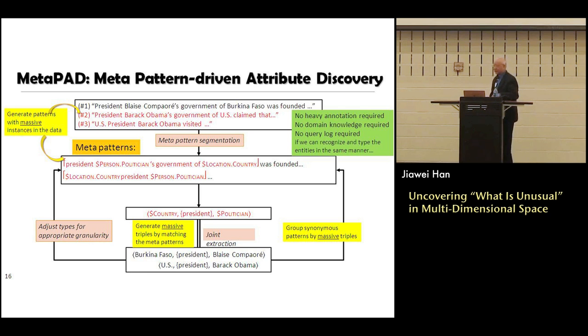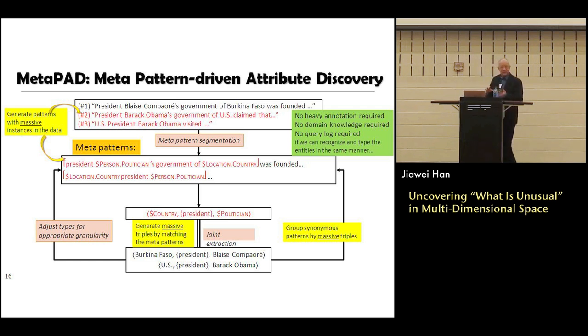Another interesting thing is, you think you need annotation. Actually, if you get massive unlabeled data, the annotation almost can be done by itself. We just look at the things you may not be able to understand, but some other things are easy to understand. Just to give you an example, look at sentence number one: President Blaise Compaoré's government of Burkina Faso was founded something. That one, you probably do not know this country name. You do not know this president's name.